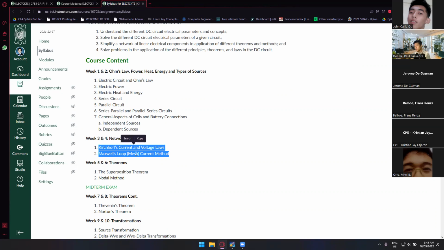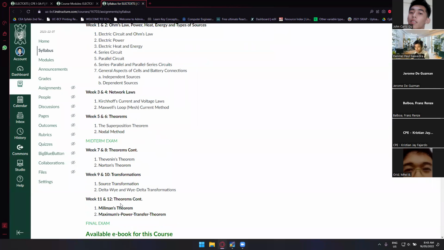Okay, so both of those theorems are quite similar. So they have their own advantages and disadvantages, depending on where you're going to apply those laws. Okay, and then for the week 5 to 12, all of those topics will be different kinds of theorems. So starting from week 5 to 6, we'll start with superposition theorem, nodal method, and then week 7 and 8 is another theorem. So Thevenin's theorem, and then Norton's theorem.